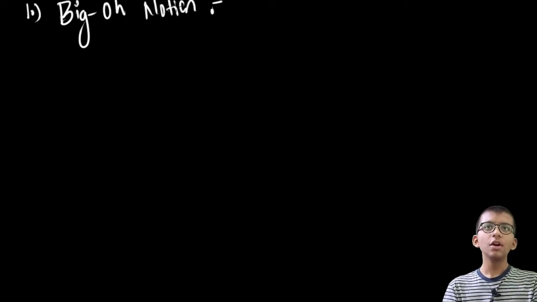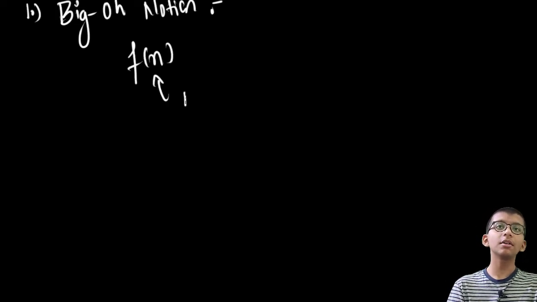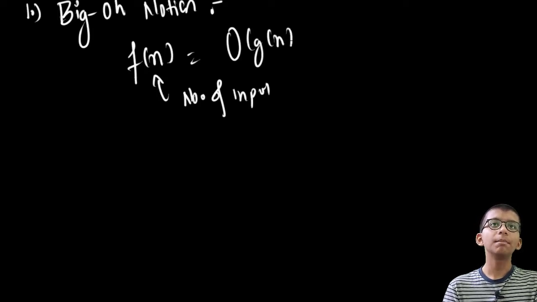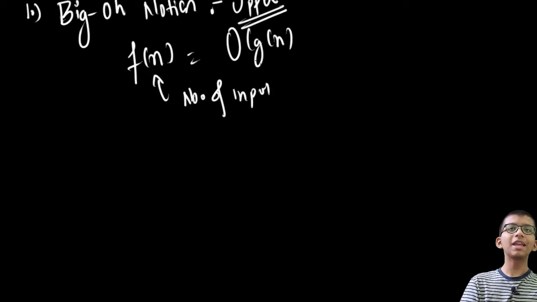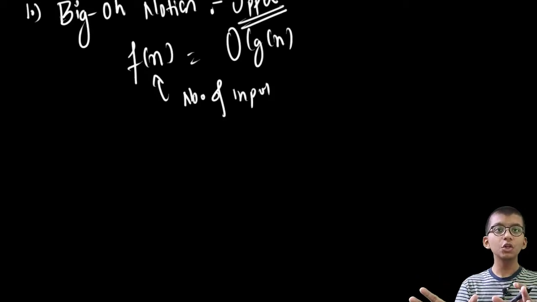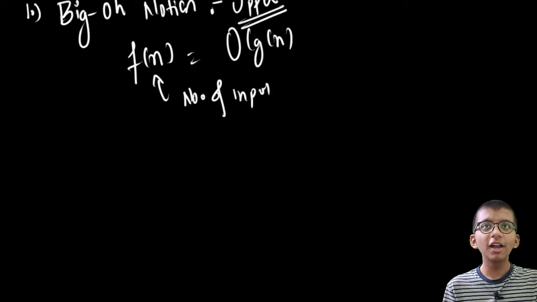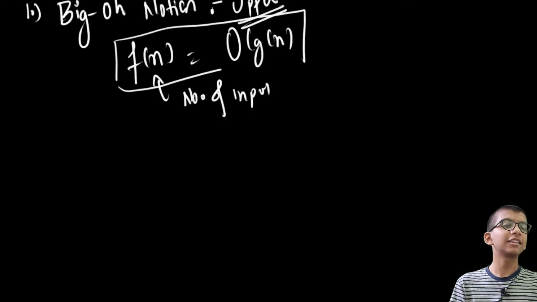So what we have to do: we are given a function f(n), where n is the number or size of the input, and we have to find the big O of g(n). This is the upper bound. You might be confused like with other instructors, but just wait. So f(n) should be big O of g(n), the upper bound. To satisfy the condition that f(n) is O(g(n)), let's define the things.